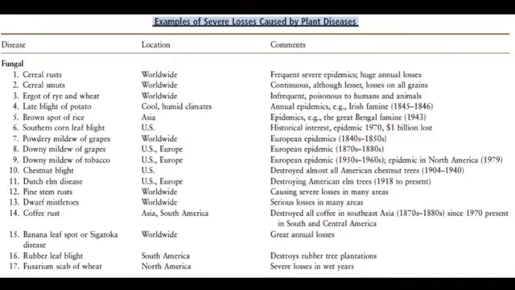Examples of severe losses caused by plant diseases. Disease, location, comments. Fungal. 1. Cereal rusts: worldwide, frequent severe epidemics, huge annual losses. 2. Cereal smuts: worldwide, continuous, although lesser, losses on all grains. 3. Ergot of rye and wheat: worldwide, infrequent, poisonous to humans and animals. 4. Late blight of potato: cool, humid climates, annual epidemics, e.g., Irish famine, 1845 to 1846. 5. Brown spot of rice: Asia, epidemics, e.g., the Great Bengal famine, 1943.